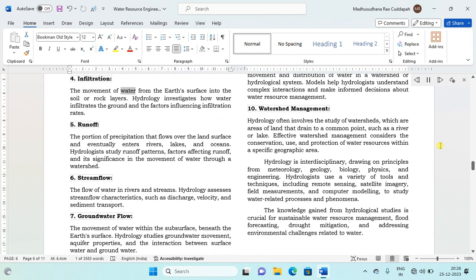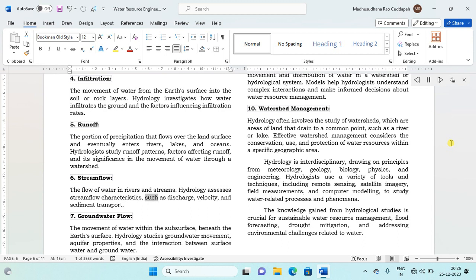4. Infiltration. The movement of water from the Earth's surface into the soil or rock layers. Hydrology investigates how water infiltrates the ground and the factors influencing infiltration rates. 5. Runoff. The portion of precipitation that flows over the land surface and eventually enters rivers, lakes, and oceans. Hydrologists study runoff patterns, factors affecting runoff, and its significance in the movement of water through a watershed. 6. Stream flow. The flow of water in rivers and streams.